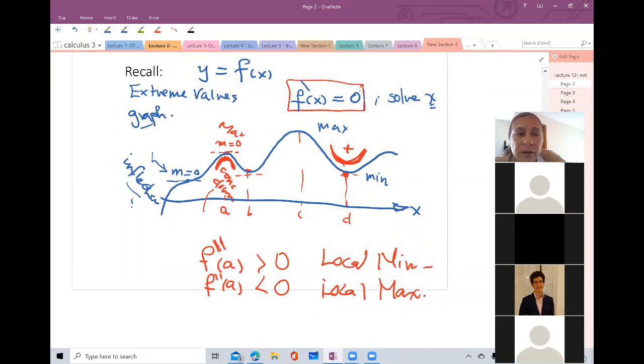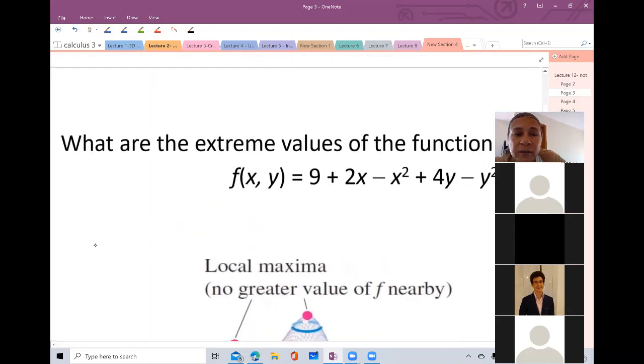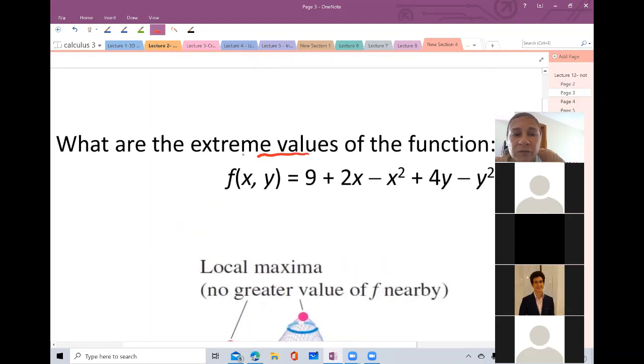We'll do the same using a function of two variables. Our problems will look like this. I need to find the extreme values of a function in x and y, for example, and I need to locate where the function has the extreme values and what these values themselves are.